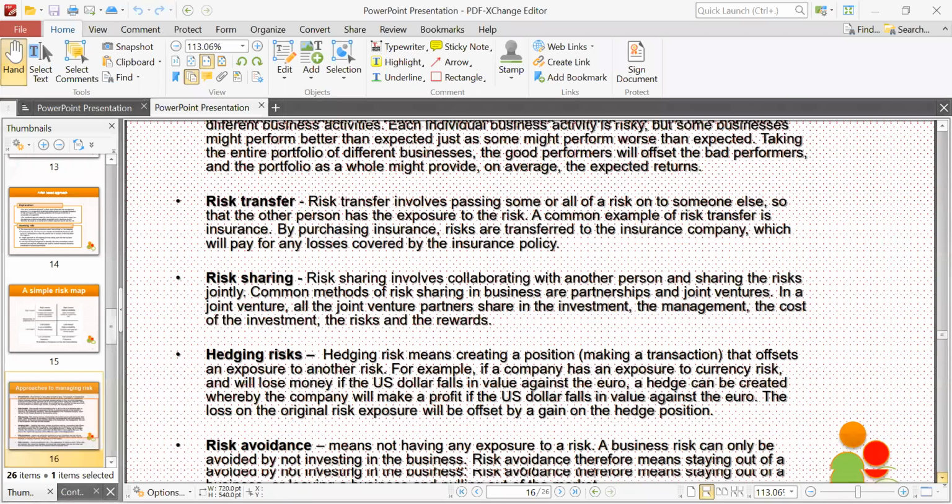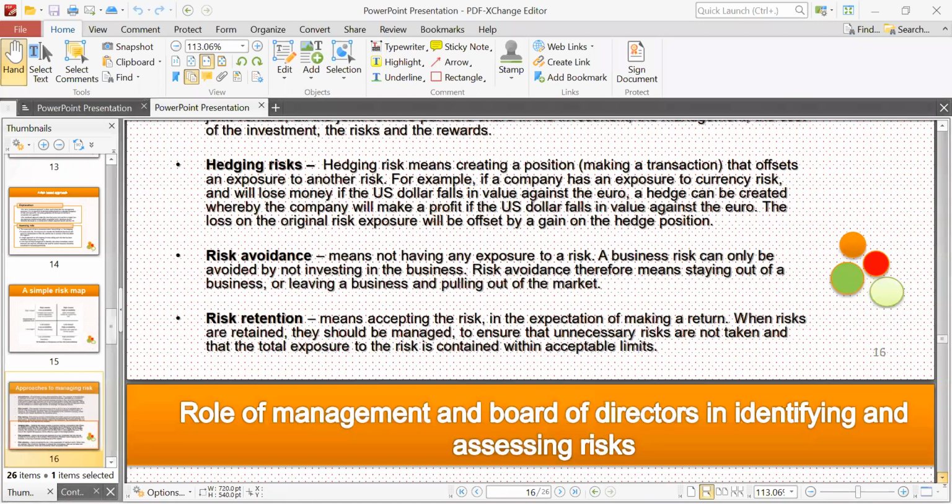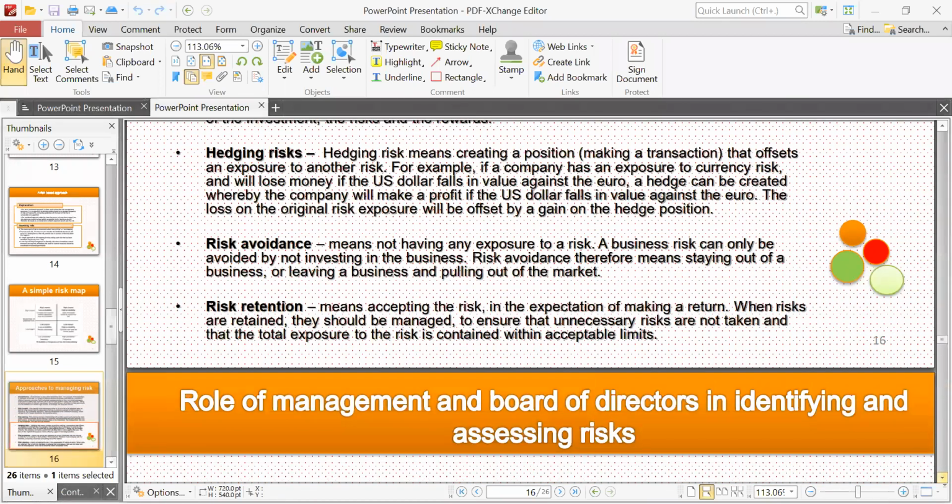When you hedge risk, it simply means you are creating a position or making a transaction that offsets an exposure to another risk. So what does this mean? This is all English.